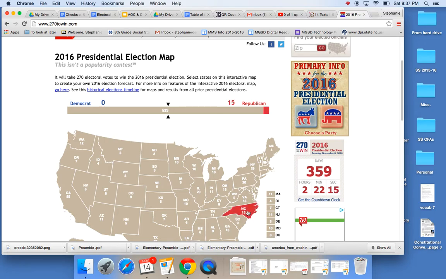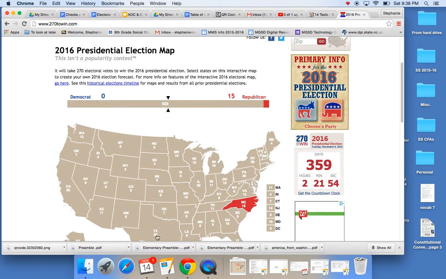So if we click on North Carolina, I just made it red. Red is for Republican. It's easy to remember because R is for Republican and R is for red. So let's say that North Carolina goes Republican. That means that more people in North Carolina voted for whoever the Republican candidate is. So all 15 electoral votes would go to that Republican candidate. But let's say that Texas votes blue, California votes blue.